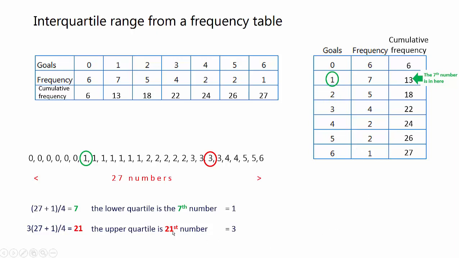In the same way, looking for the 21st number, the 21st number will be in here, because up to here, when we added the games with 2 goals scored, we only got up to 18 games. When we added these 4 games where 3 goals were scored, we're up to 22. So the 21st game will be in here, so the upper quartile is 3.